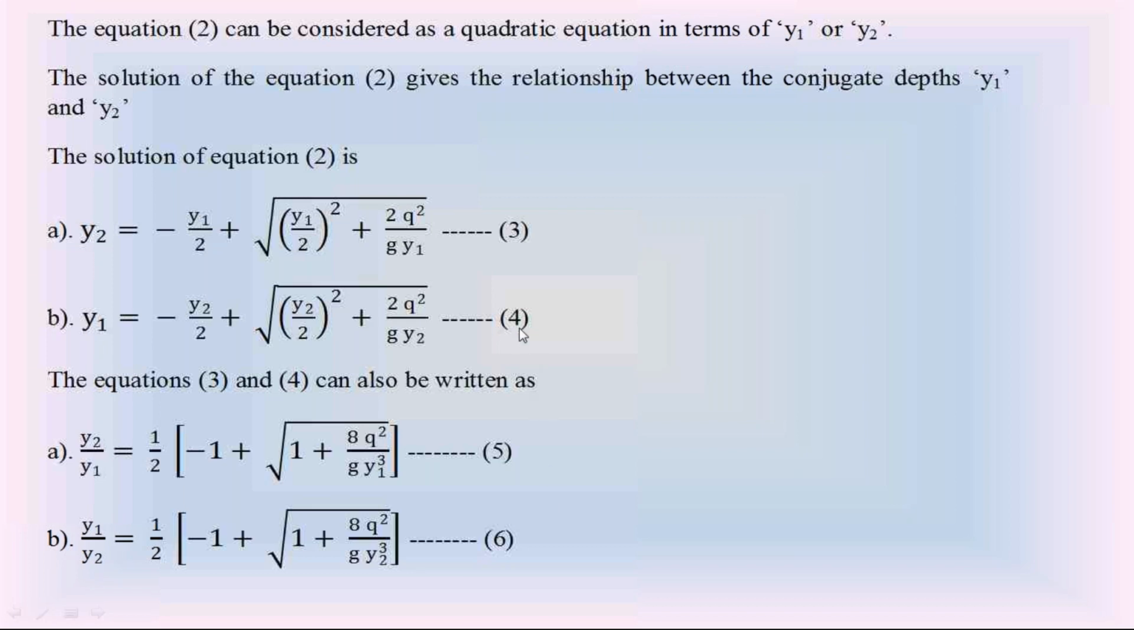Similarly, from equation 4, take y2 by 2 common on the right side. The right hand side becomes y2 by 2 into minus 1 plus root of 1 plus 8q square by z y2 cube. Then take that y2 to the left hand side. Equation 4 becomes y1 by y2 is equal to half into minus 1 plus root of 1 plus 8q square by z y2 cube. So from equation 3 we got equation 5, and from equation 4 we got equation 6.